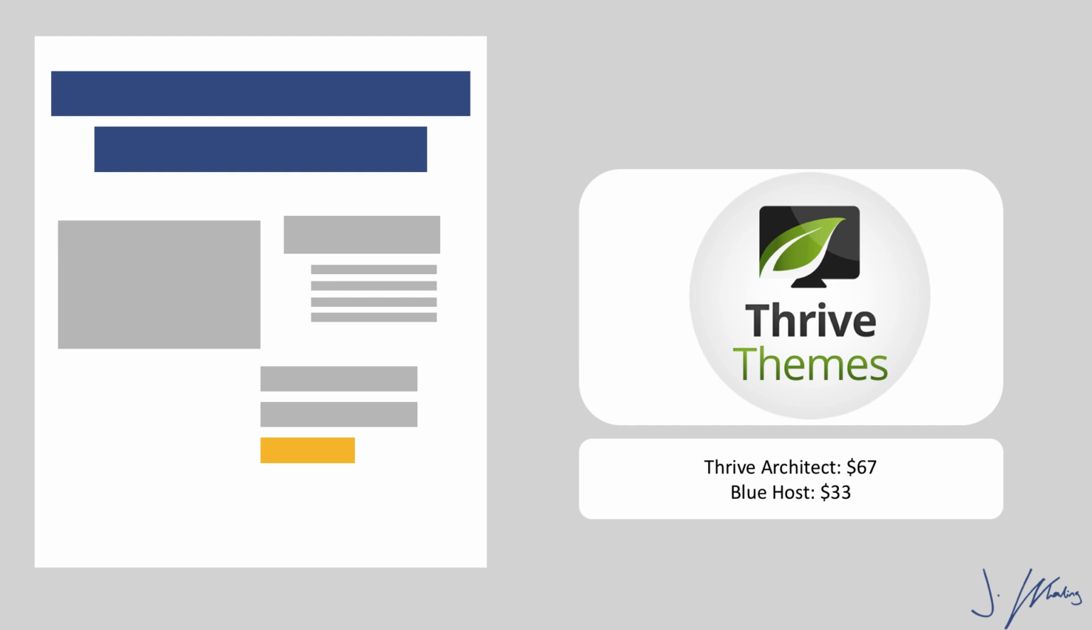So you don't have to purchase the whole suite of themes. That's like $200 some. I said we were going to do this for $100. So for $67, you can pick up a copy of Thrive Architect, which is their drag and drop page builder. So this is going to allow you to build all of your funnel pages for $67 one time. There's no monthly fee here.